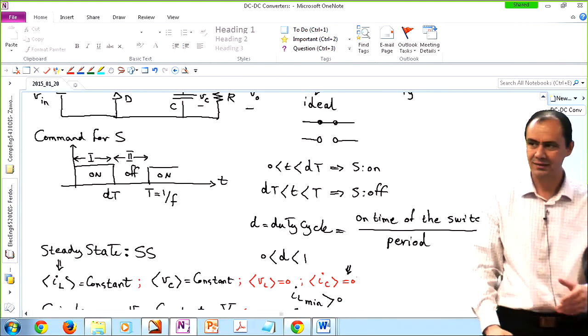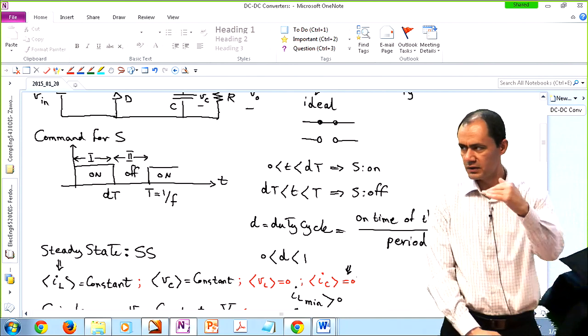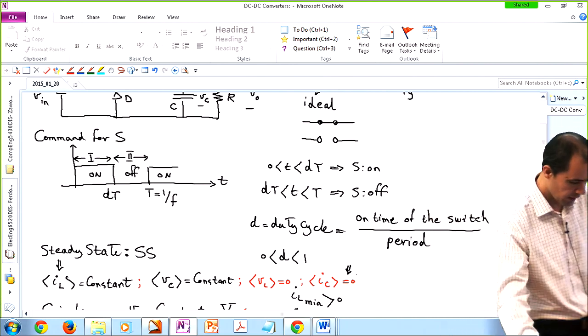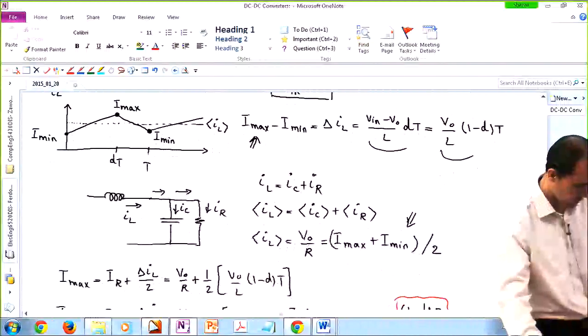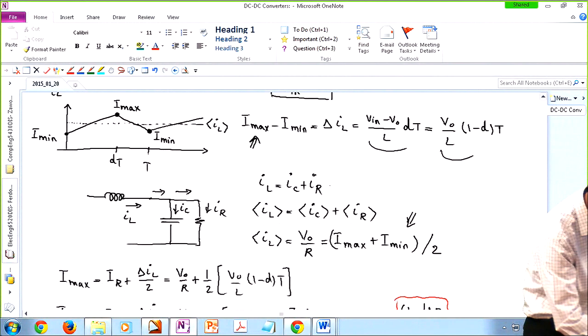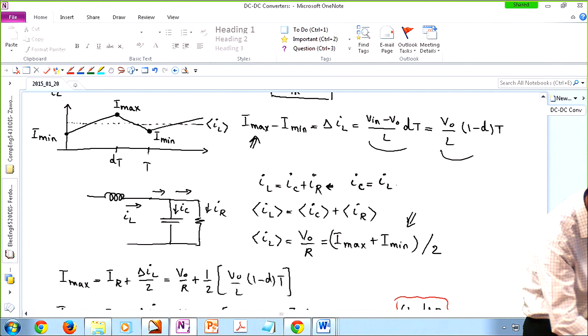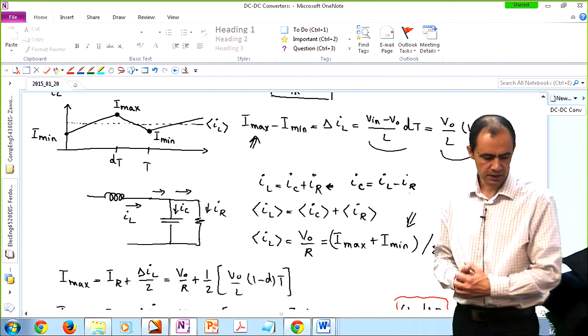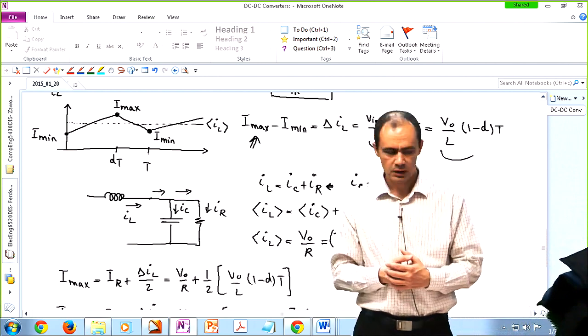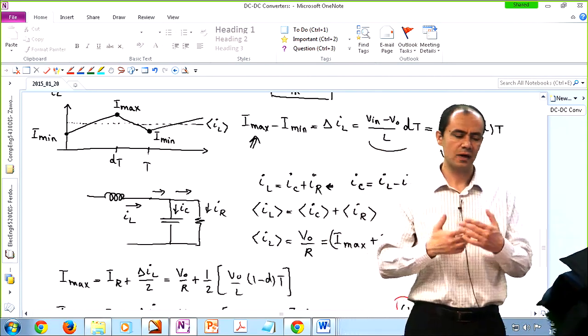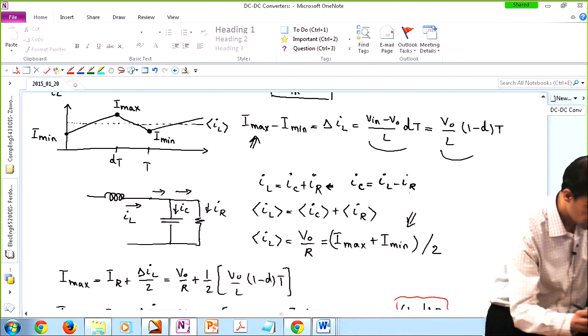So I'm looking at a signal that is hovering around 0, with some positive areas and some negative areas, and they should cancel each other. How did I draw that waveform? The way I drew that waveform was basically I looked at this equation. The capacitor current is nothing but the inductor current minus the resistor current. And remember, the resistor current was the average value of the inductor current.